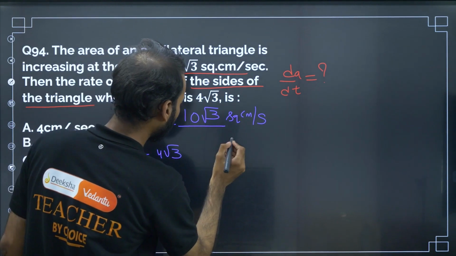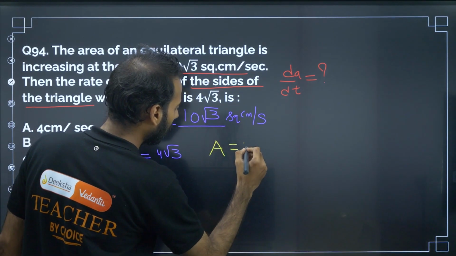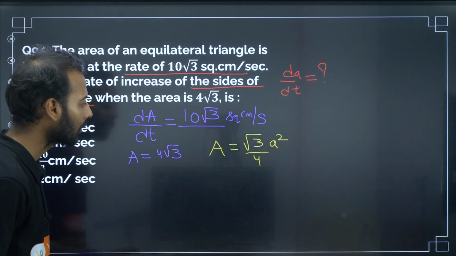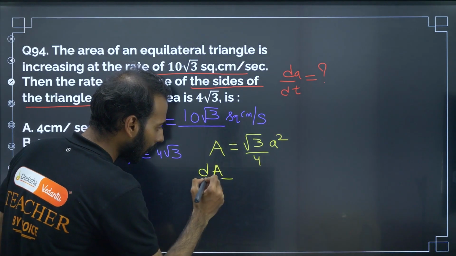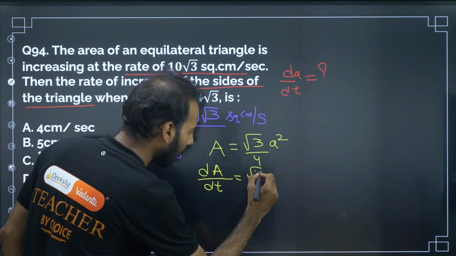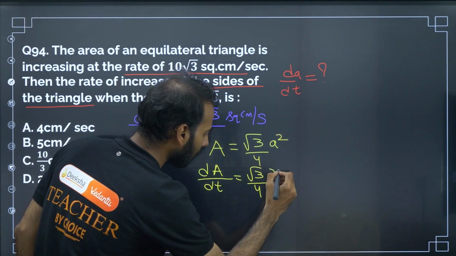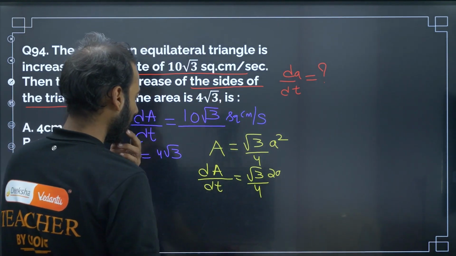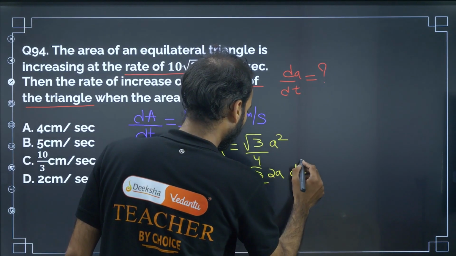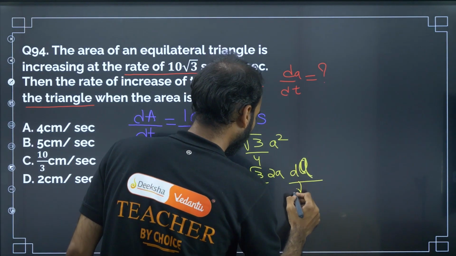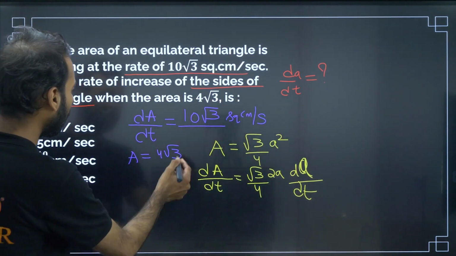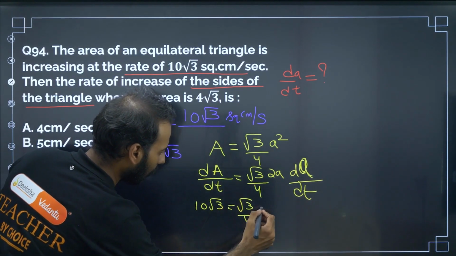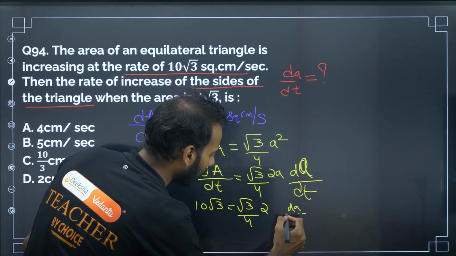Few basic things you should be knowing from your lower classes. One thing is area of equilateral triangle is given by root 3 by 4 a square. Now if I differentiate with respect to t, dA by dt is equal to root 3 by 4 times 2a da by dt. Now dA by dt value is already given, 10 root 3 is equal to root 3 by 4 times 2a da by dt. This we have to find.